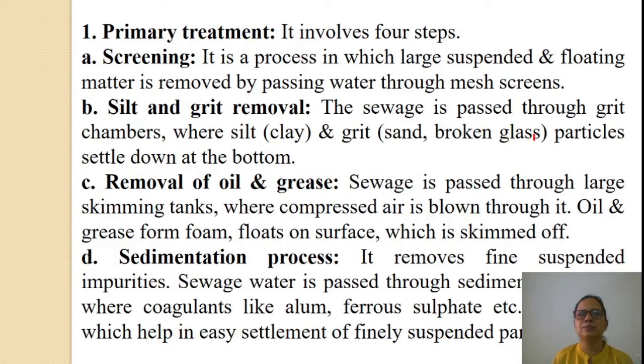The sewage is passed through grit chambers where silt, which means clay, and grit, which is sand and broken glass particles, settle down at the bottom and can be removed. Third is removal of oil and grease. Sewage water is passed through large skimming tanks where compressed air is blown through it. Now oil which is present in the sewage water mixes with air and forms foam, which floats on the surface and is removed, skimmed off.